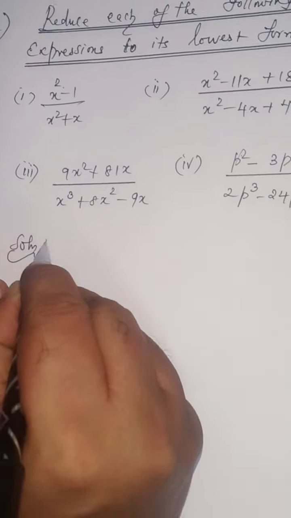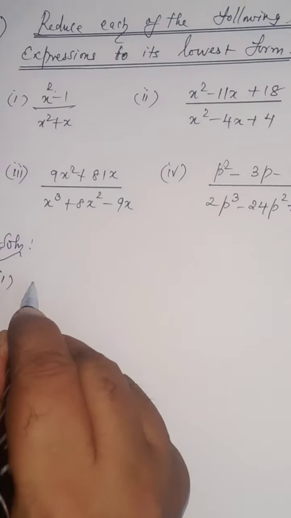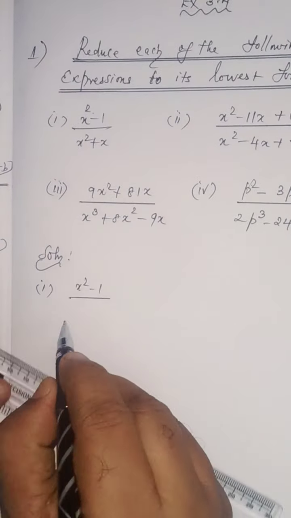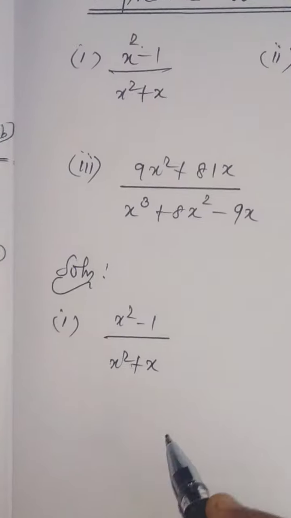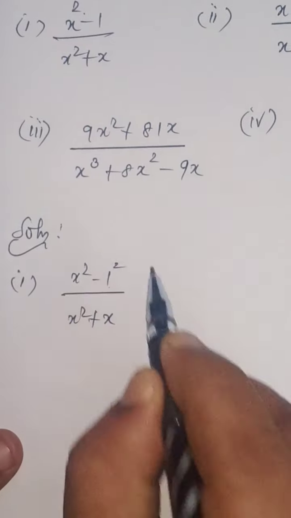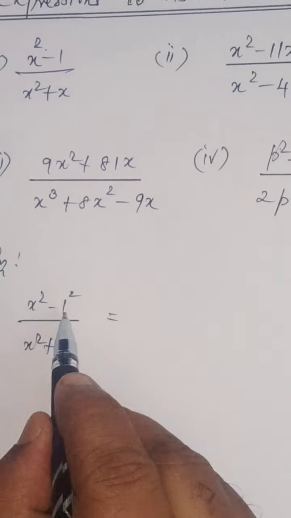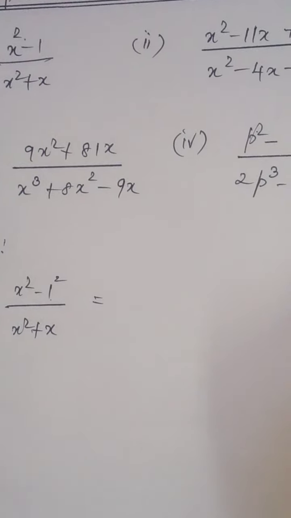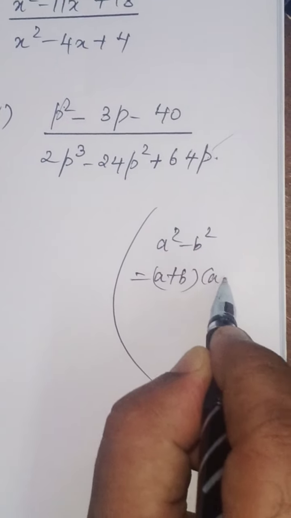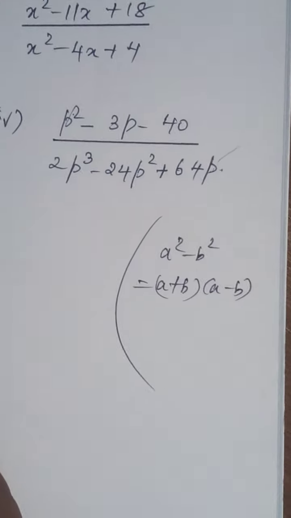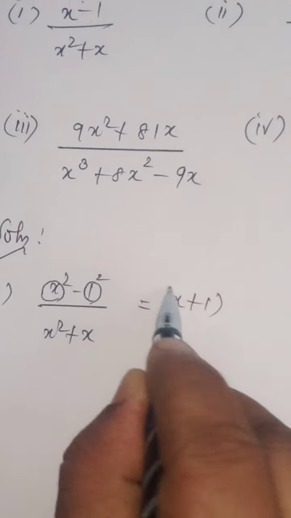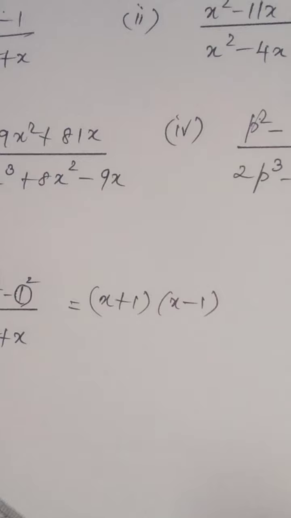Solution. Subdivision number 1: x squared minus 1 divided by x squared plus x. 1 itself we can write as 1 squared, for applying the a squared minus b squared identity. A squared minus b squared, you know the identity, is a plus b into a minus b. So a is x, b is 1. So we can write x plus 1 into x minus 1.